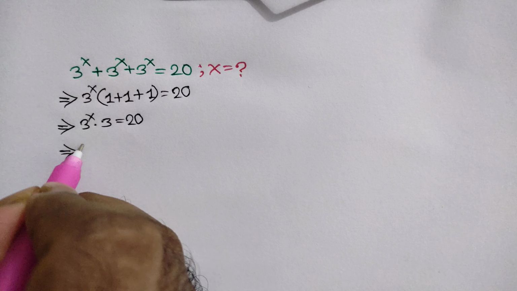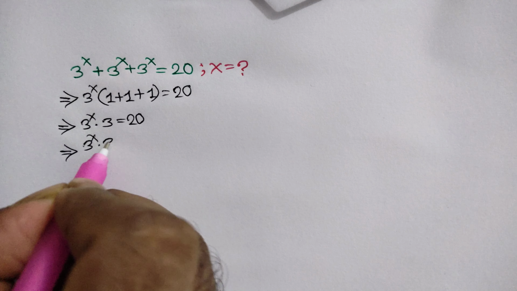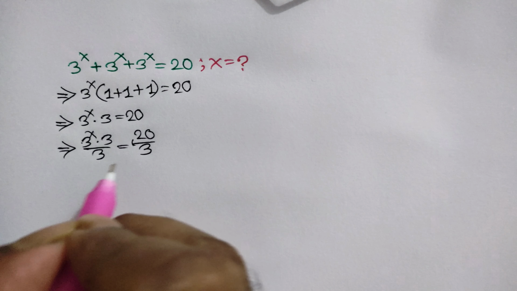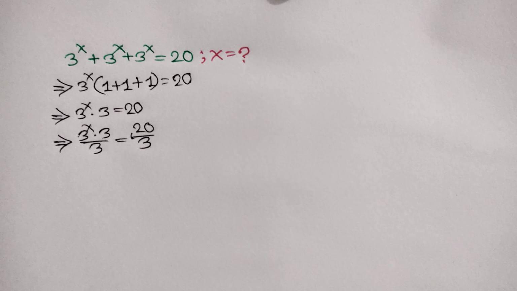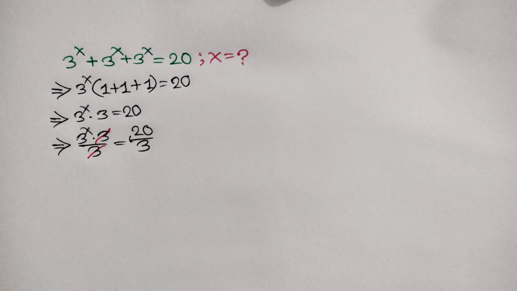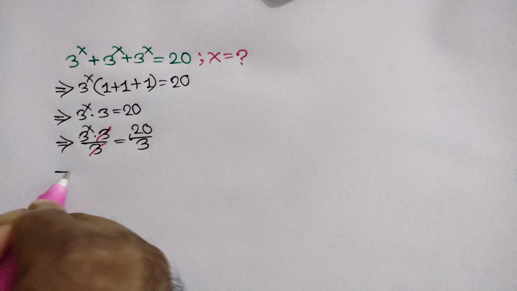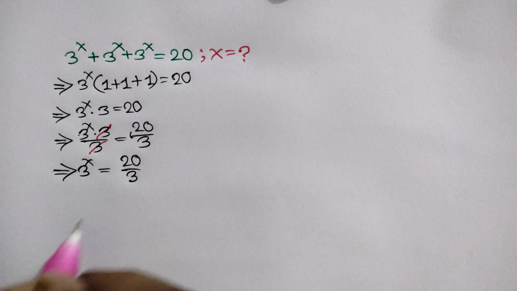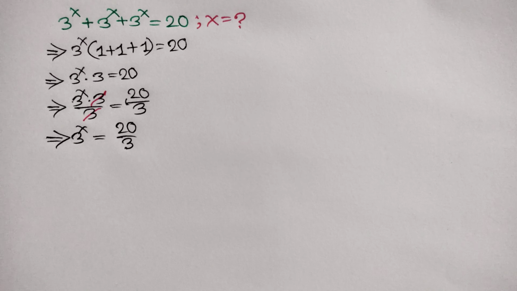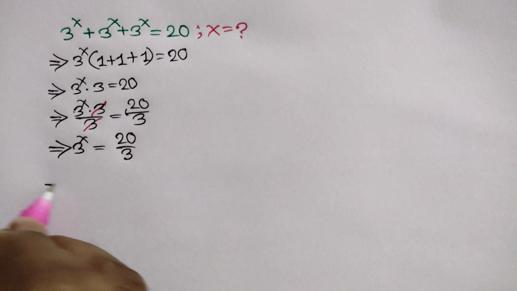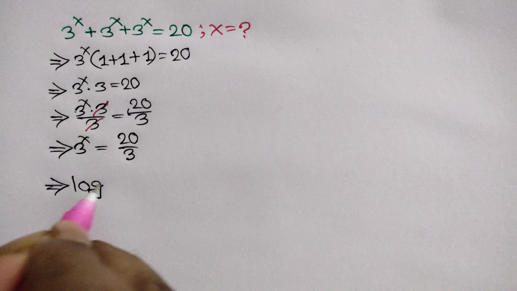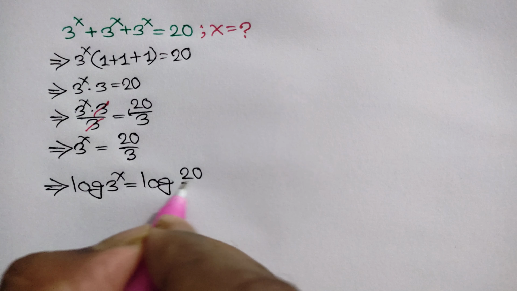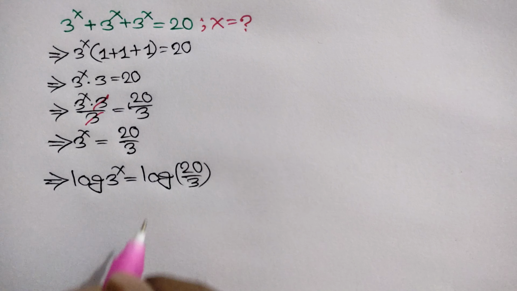Now divide both sides by 3. We can write 3 to the power x times 3 over 3 is equal to 20 over 3. Now this 3 cancels out this 3, so here we will get 3 to the power x is equal to 20 over 3. Now taking log on both sides, we can write log of 3 to the power x is equal to log of 20 over 3.